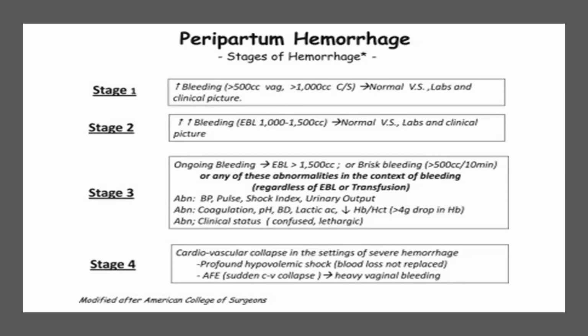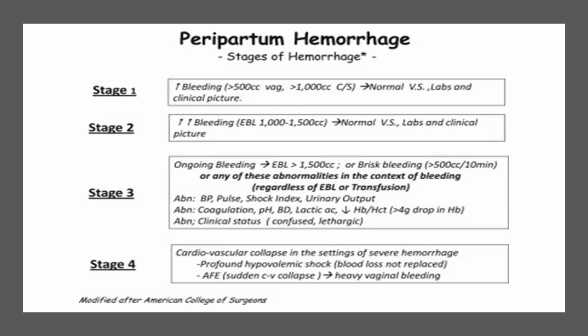Clinically they are well, they will not show signs because they are resilient. Remember the adaptive changes. But when you get to stage 3, when you lose more than 1,500, that's when you are going to start seeing signs. Remember, if you decrease your blood pressure, that is a late sign. So your shock index will go up. Your urinary output will decrease.